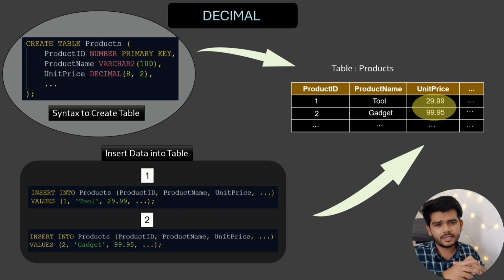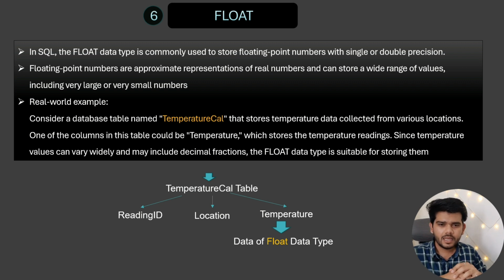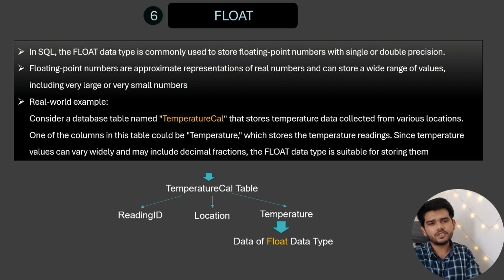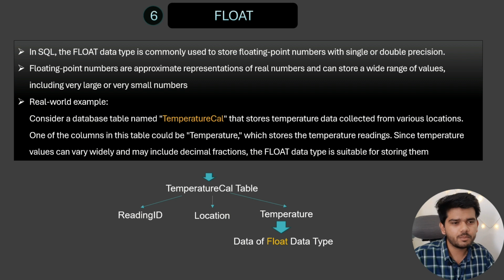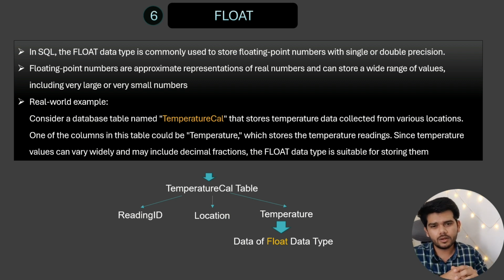Let's move on to the sixth data type, that is the float data type. In SQL, the float data type is commonly used to store floating point numbers with single or double precision. If I talk about the difference between float and decimal in terms of precision, then I'll say that float is used for approximate calculations where precision may vary, while decimal is used for exact calculations with fixed precision.